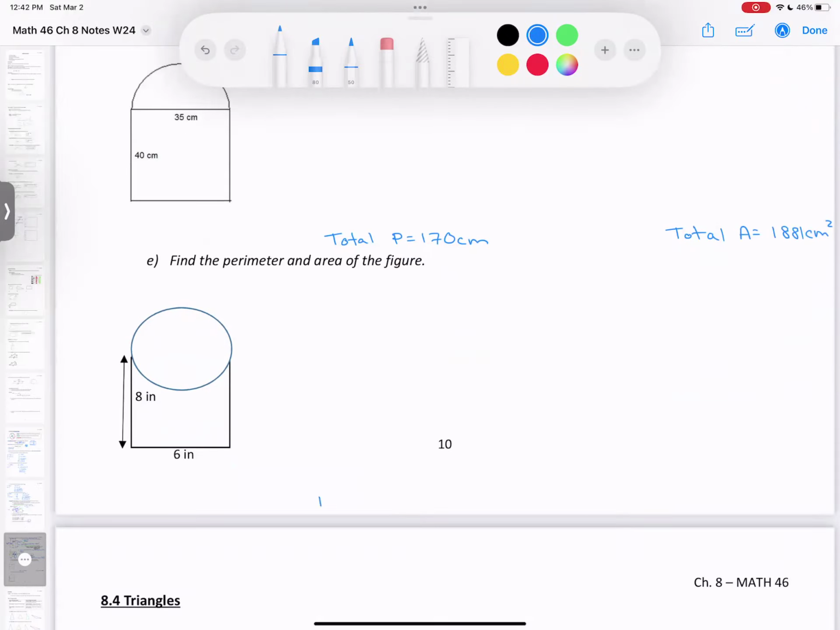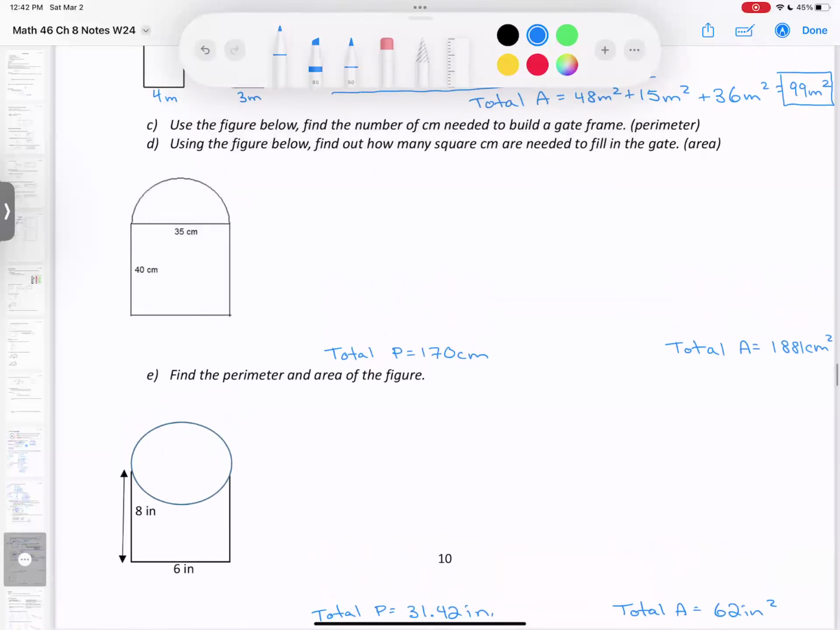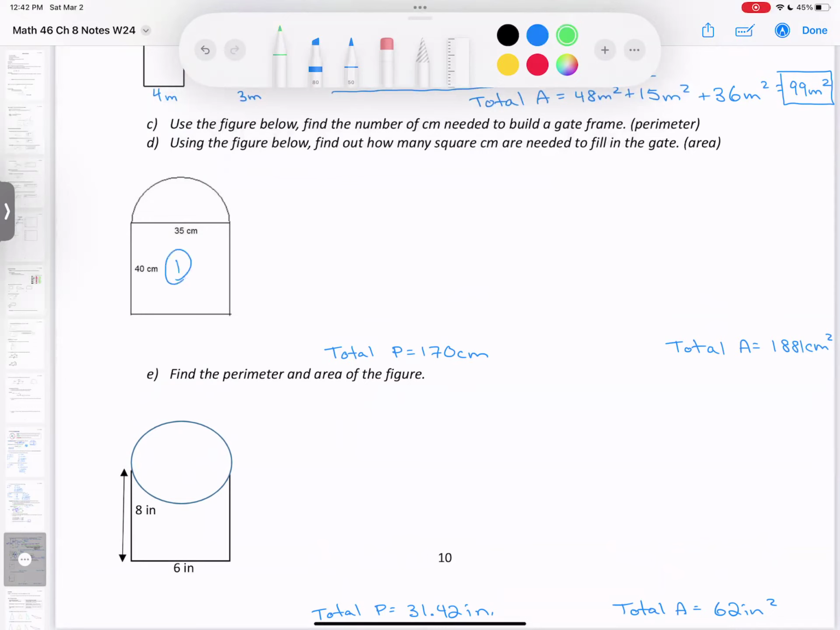And this one is 31.42 inches for perimeter, and area is 62 inches squared. So they're good to puzzle through. A couple of hints for you. Up on this top figure, you've got a rectangle on the bottom. Let's call that number 1. Number 2 is a semicircle. So it is 1/2 of a circle.